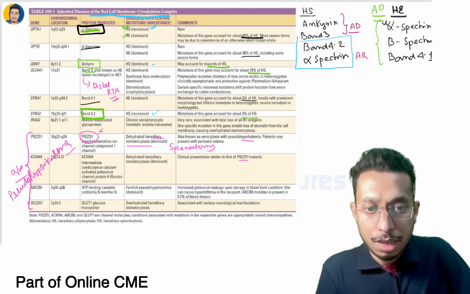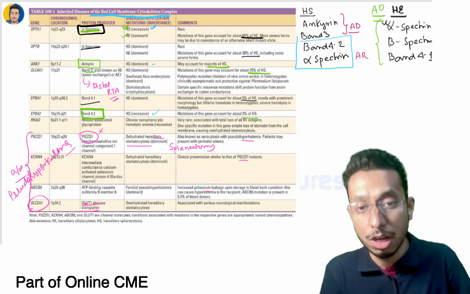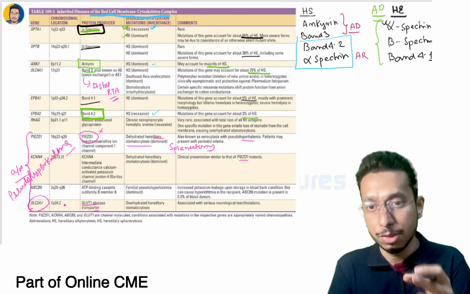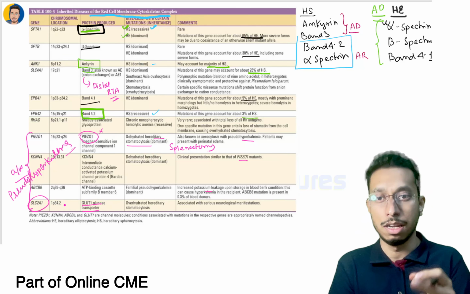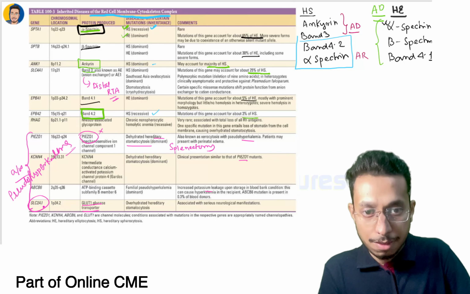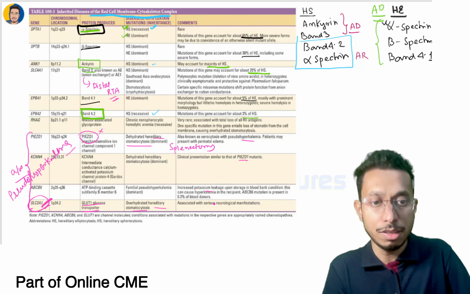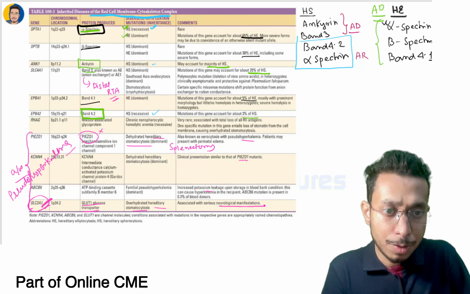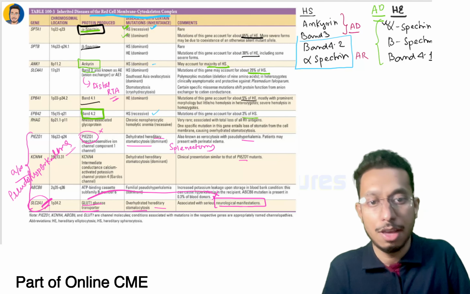Right. Now this SLC2A1 gene defect is nothing but the GLUT1 glucose transporter. Where is the GLUT1 glucose transporter maximally located? GLUT1 glucose transporter is maximally located in the brain. Therefore, SLC2A1 mutation, which leads to overhydrated hereditary stomatocytosis, is associated with neurological manifestation because this GLUT1 is present in the brain as well. Okay.